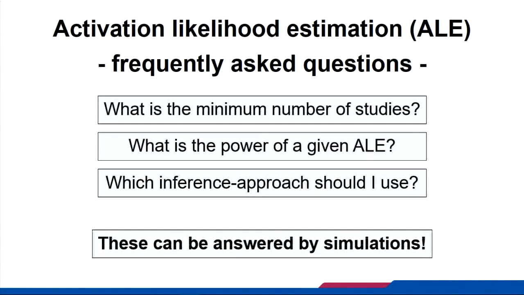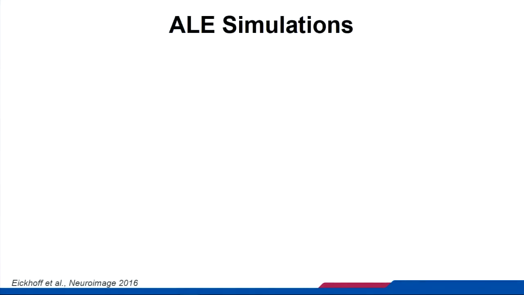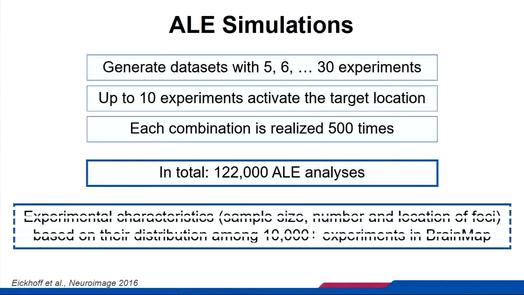Some of the frequently asked questions are those: how many studies do I need? What's the power? And which inference method should I use? Now, this has been talked about already, so I'm going to go very fast about that. We addressed that using ALE simulations. So basically, we took the Brainmap database as a fairly good representation of what has been reported in the literature, and then generated random ALE analyses. In fact, 120,000 random meta-analyses where we knew the true convergence, and we knew all the parameters, and ran them.